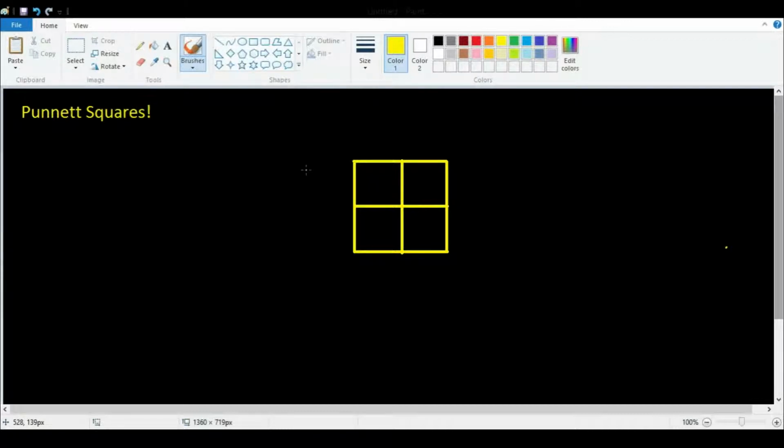Before we get to doing Punnett squares, you'll need some background information. Punnett squares are named after Reginald Punnett. Punnett first explored the possibility of using this kind of graph, shown right here. With Punnett squares, there are some basic terms that you need to know.